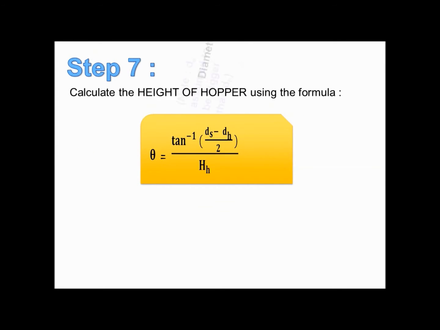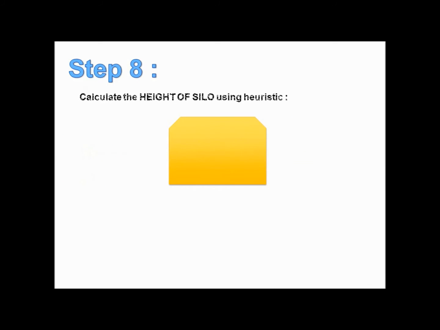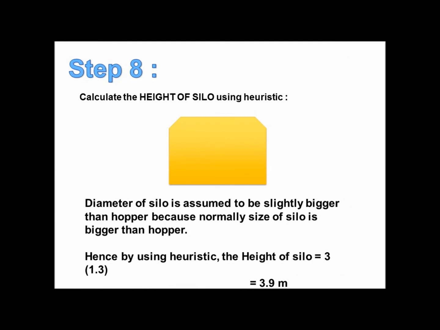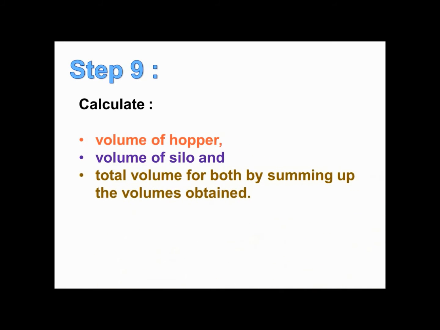Step 7. Height of hopper needs to be determined. Note that the diameter of silo, denoted as ds, we estimate to be 1.3 meter, which is bigger than the diameter of hopper dh. After inserting all the values in the formula, the height obtained is 0.996 meter. Step 8. Now, we have to determine the height of silo by using the heuristic of h over d equals 3. The diameter of silo is 1.3 meter as we assumed in the previous calculation, hence the height of silo is 3.9 meter.